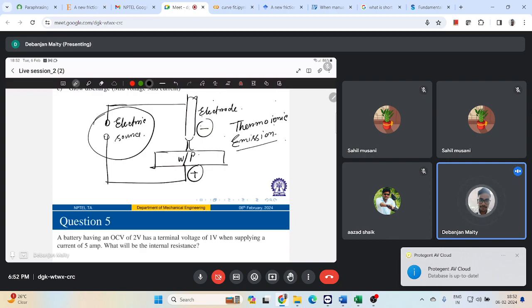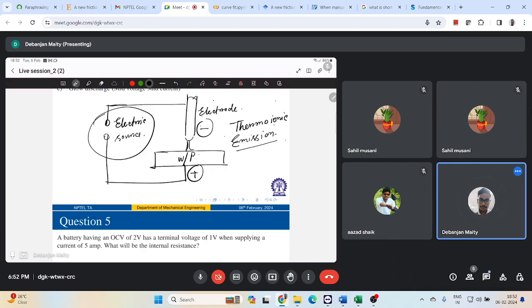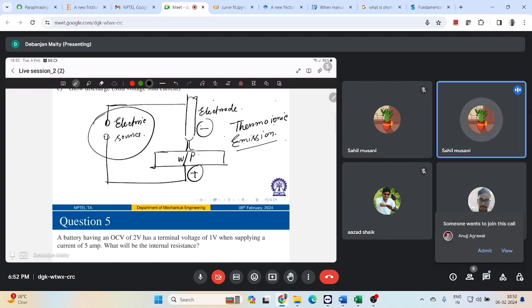Have you heard of this term, thermionic emission? No, first time. Okay.